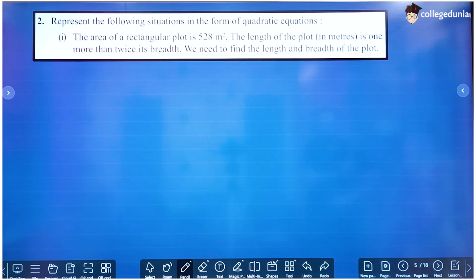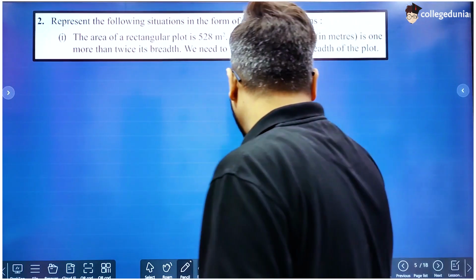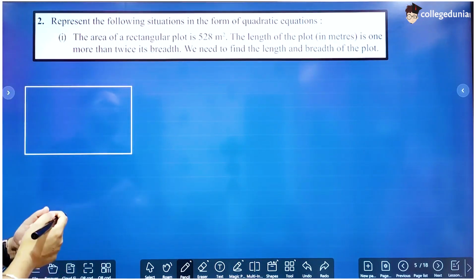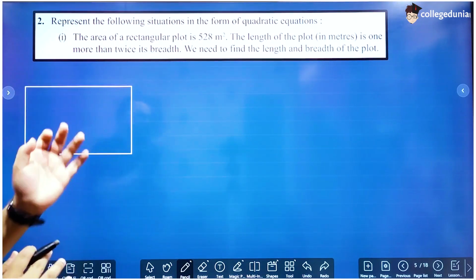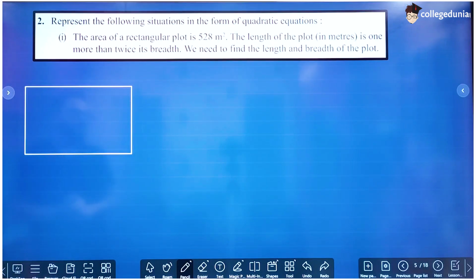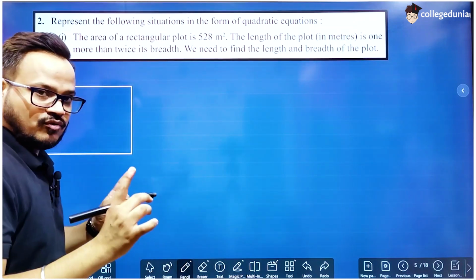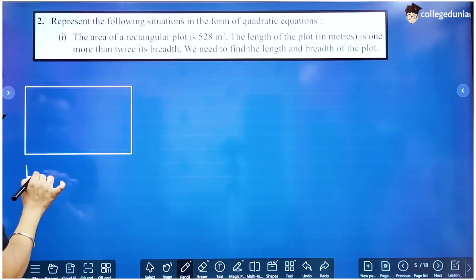Here it is given that the area of a rectangular plot is 528 meters square. There is a rectangular plot, and its area is 528 meters square. The length of the plot is one more than twice its breadth.